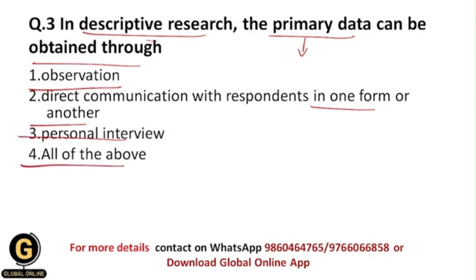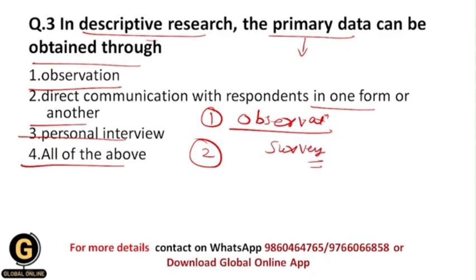So basically students, there are lots of data collection methods in descriptive research through which we can collect the primary data. The first data collection method is observation. We use observation as a data collection method so that we can obtain the quantitative data. Now the second one is survey. Survey is another data collection method in which we ask questions to our participants and participants respond to us.